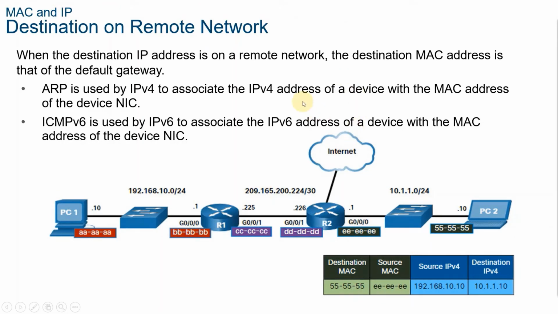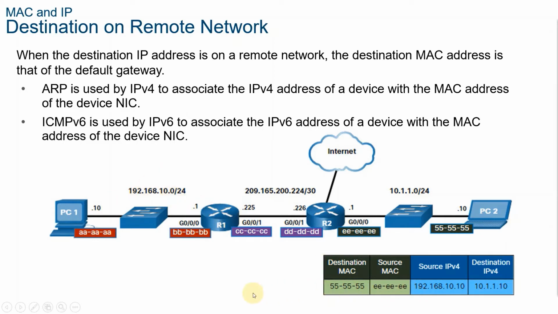So along each link in a path, an IP packet is encapsulated in a frame. The frame is specific to the data link technology that is associated with that link, such as Ethernet. If the next hop device is the final destination, the destination MAC address will be that of the device Ethernet NIC, as shown here in the figure.